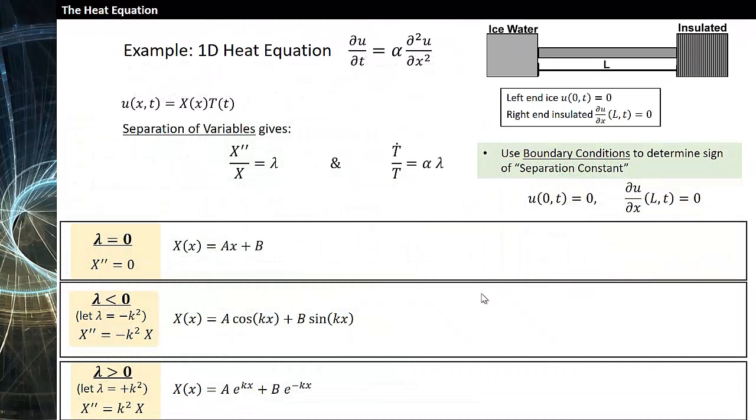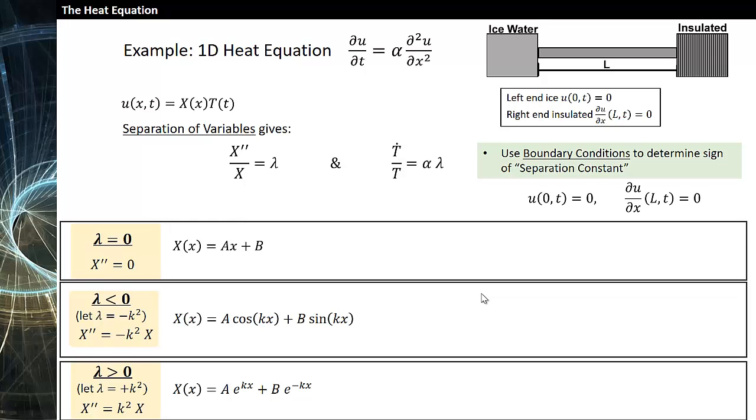So in particular, by making our ansatz and plugging that ansatz into the differential equation, we get these two differential equations, X double prime over X is equal to lambda, and T dot over T is equal to alpha times lambda. And we're supposed to use our boundary conditions to determine the sign of the separation constant.